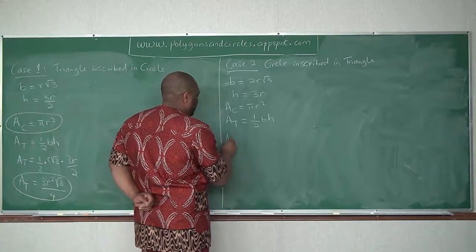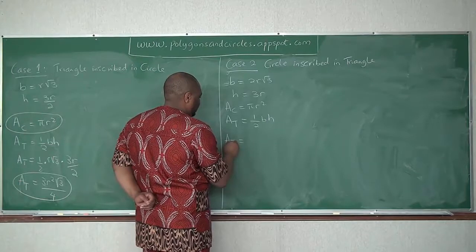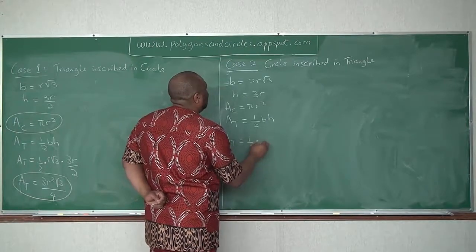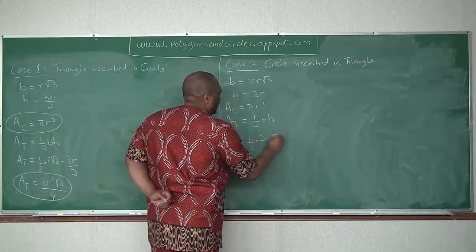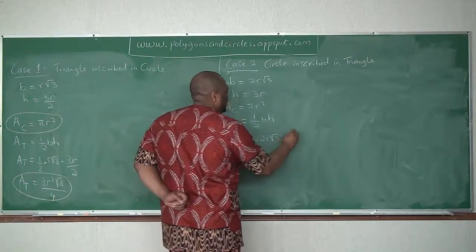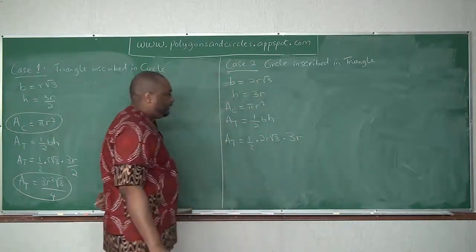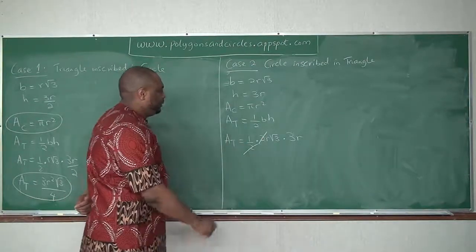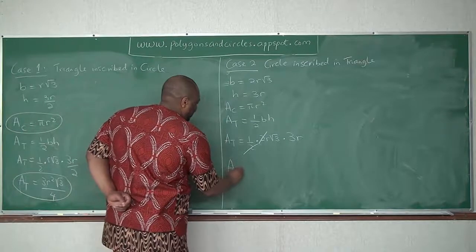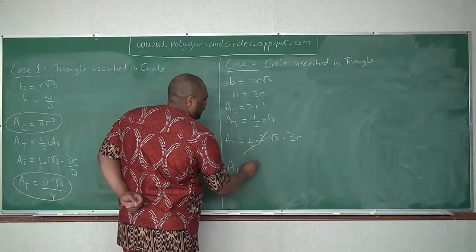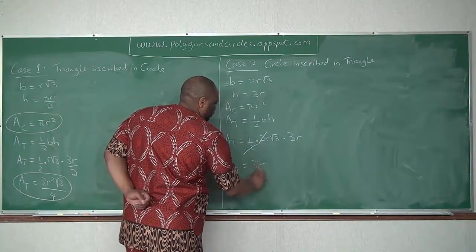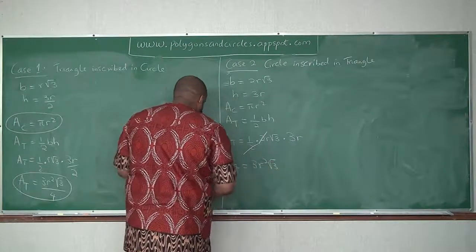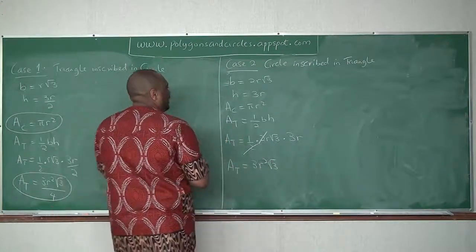So area of the triangle is a half times the base here, 2R root 3, times the height, 3R. And we can cross out. So we have that the area of the triangle is 3R squared root 3. Let me go ahead and circle this.